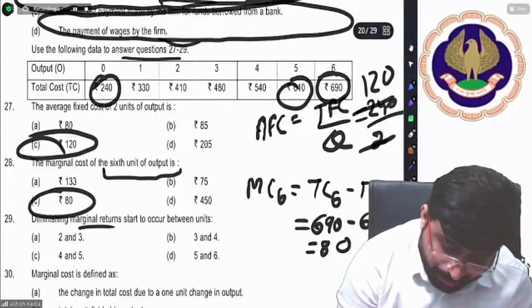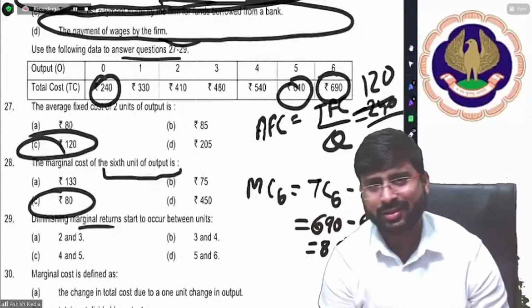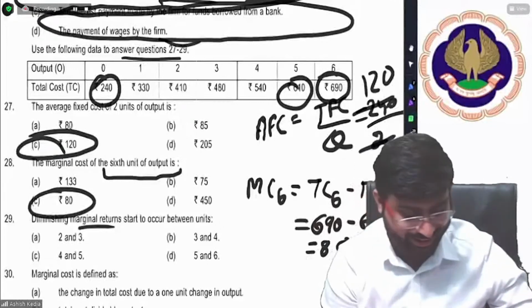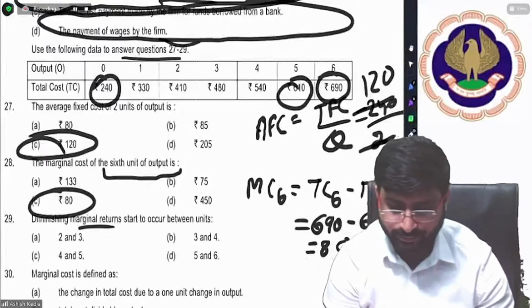Where does diminishing marginal returns occur? Remember, diminishing marginal returns. You have to think from a production perspective. I have given you the hint. Now you all tell me. I will not help you out. You will have to think.